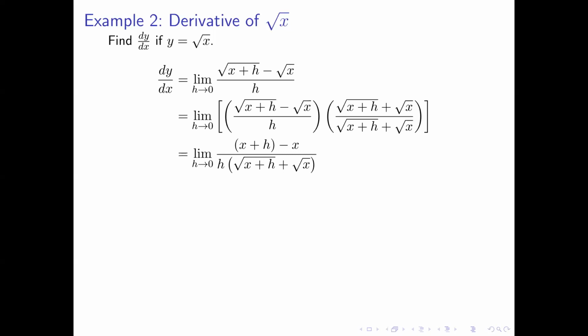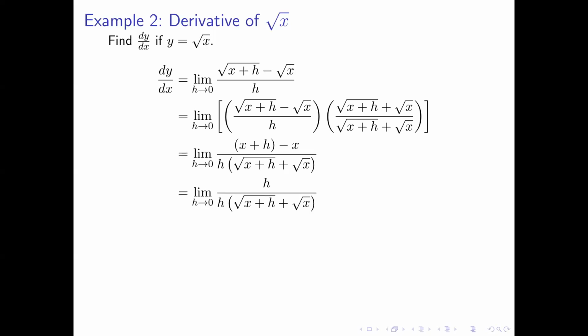If you do the multiplication here, in the numerator, you'll end up with just x plus h minus x. That is the square root of x plus h squared minus the square root of x squared. And of course, squaring the square root cancels the root. In the denominator, we just have h times what you see on the right, the square root of x plus h plus the square root of x.